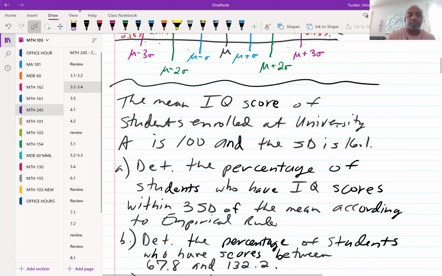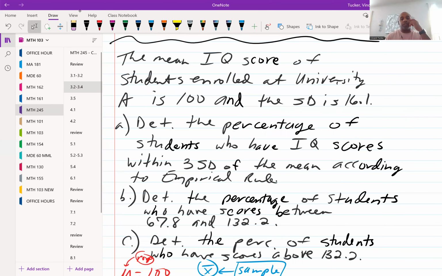All right. So determine, DET, just short for determine, the percentage of students who have IQ scores within 3 standard deviations of the mean according to the empirical rule. Determine the percentage of students who have scores between 67.8 and 132.2. And then determine the percentage of students who have scores above 132.2. So I'll give you a chance to write it down for those who are writing it down.